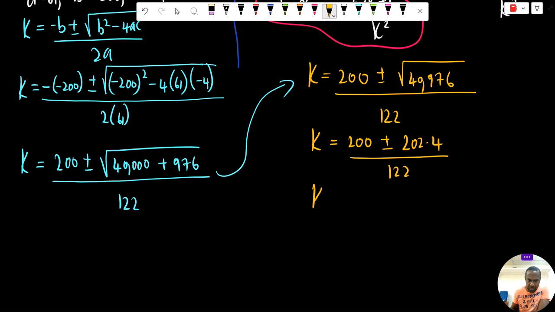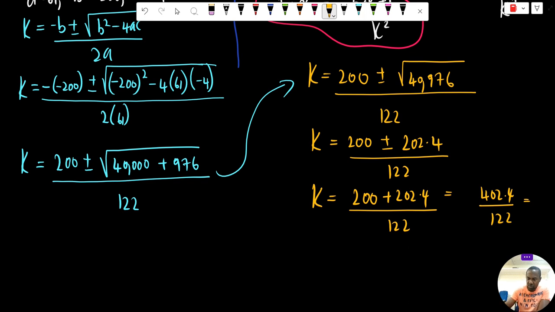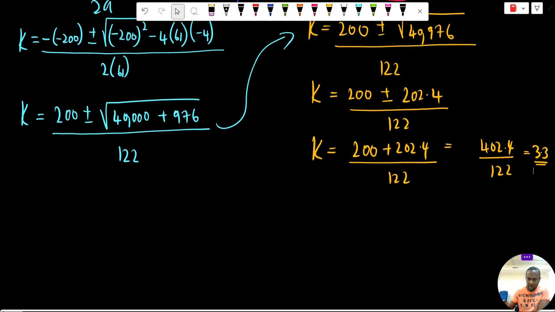So let's continue. So we get k is equal to 200 plus 202.4 all over 122, which gives us 402.4 divided by 122. And this actually gives us approximately 3.3. So to one decimal place, k is equal to 3.3.